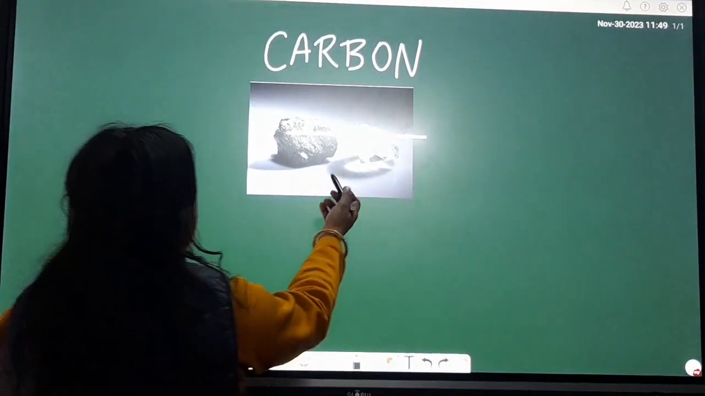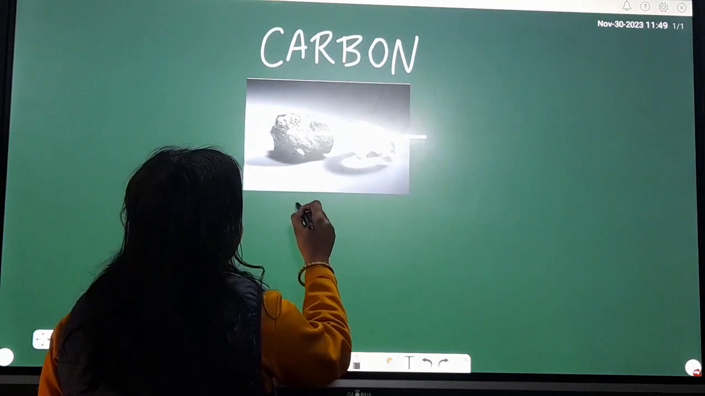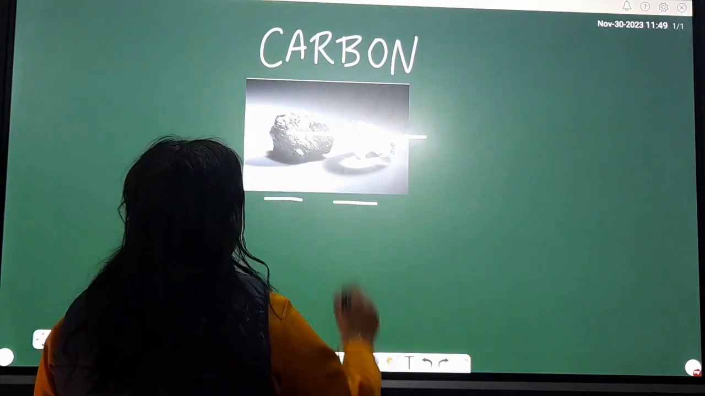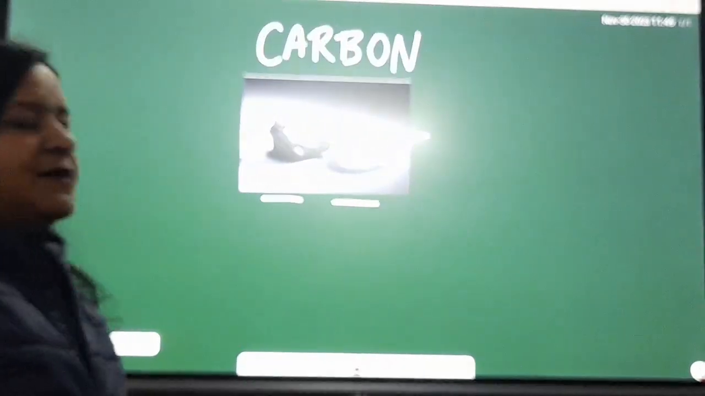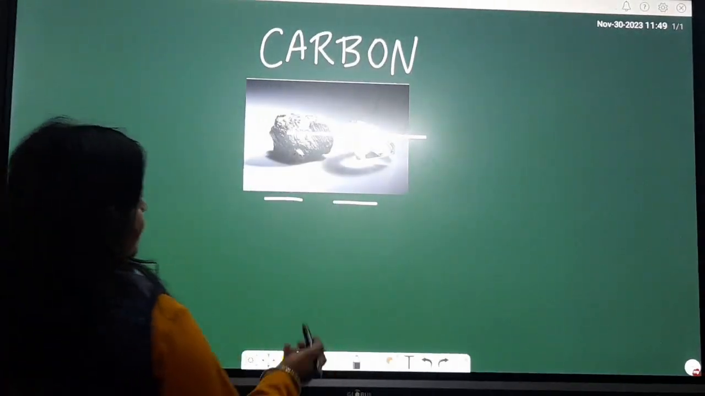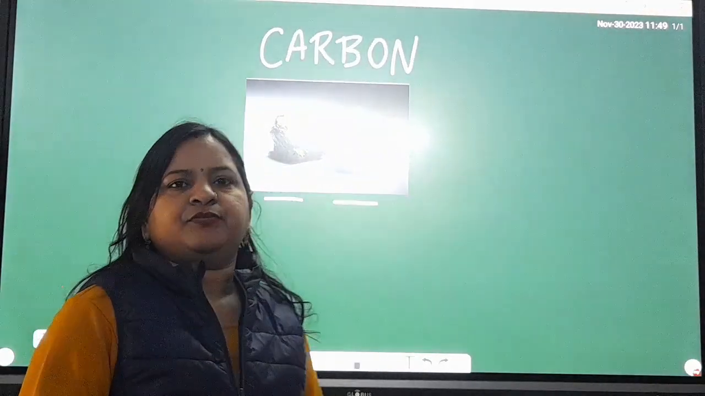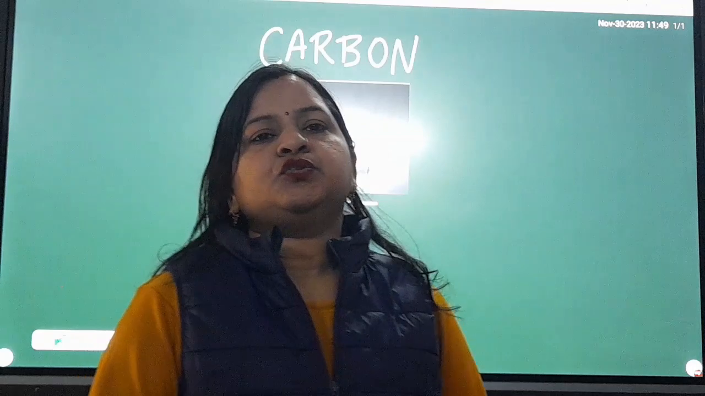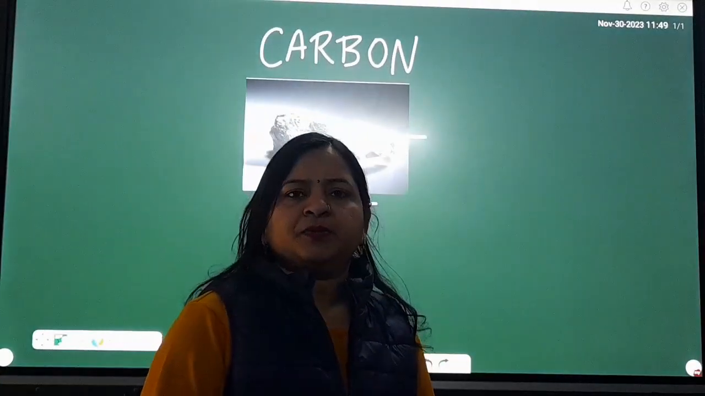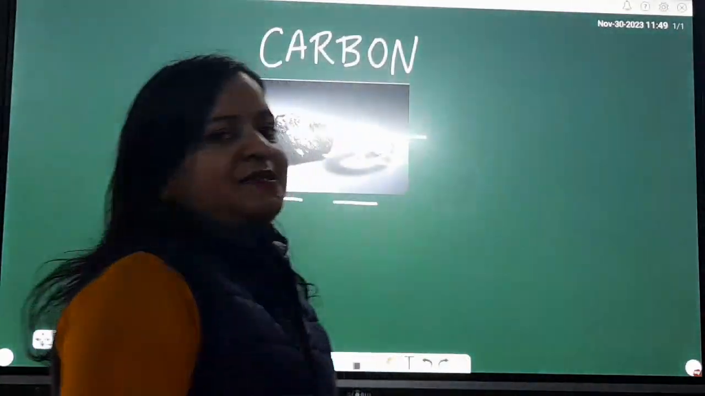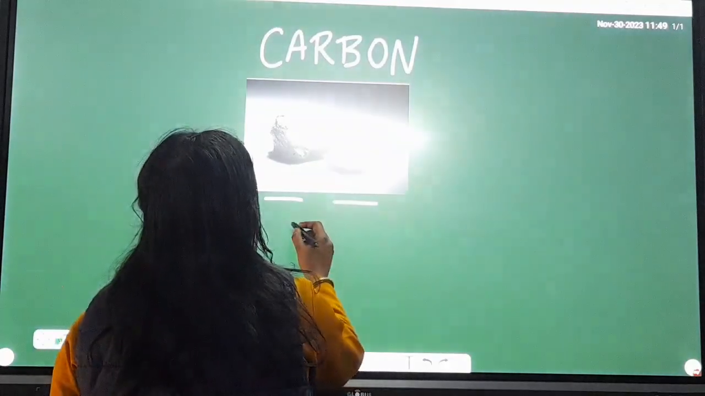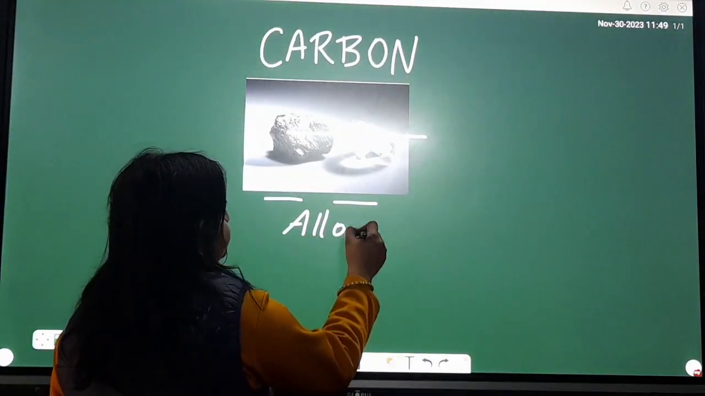As you can see in this picture, there are two objects, coal and diamond. Both are very different but both are carbon. So this property of carbon makes it an amazing element. This property is called allotropy.